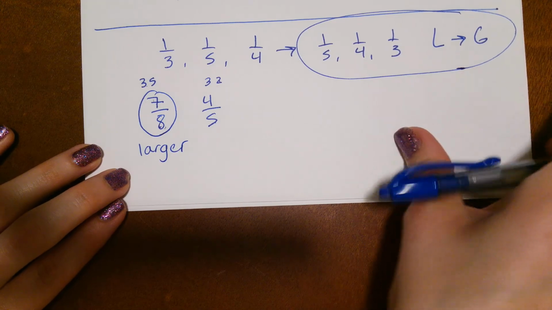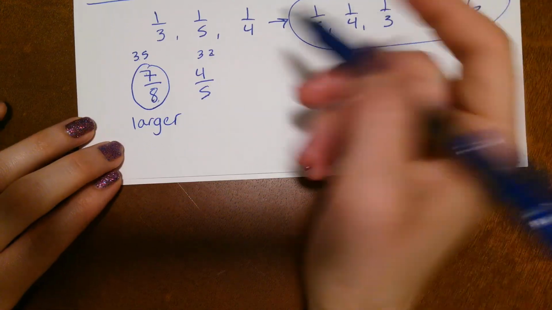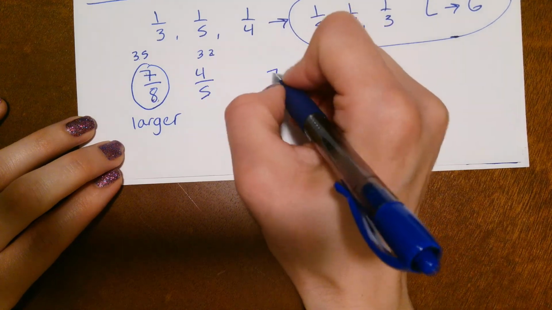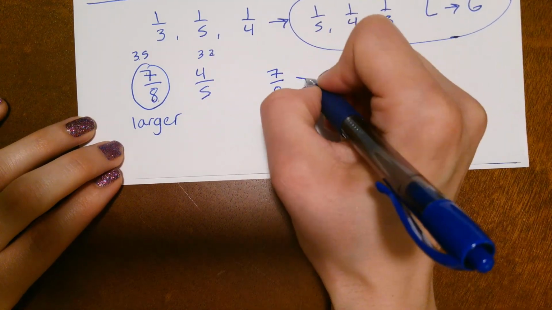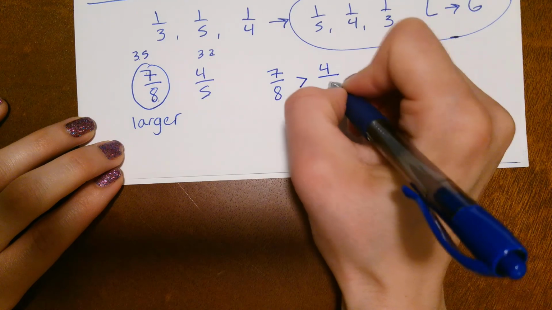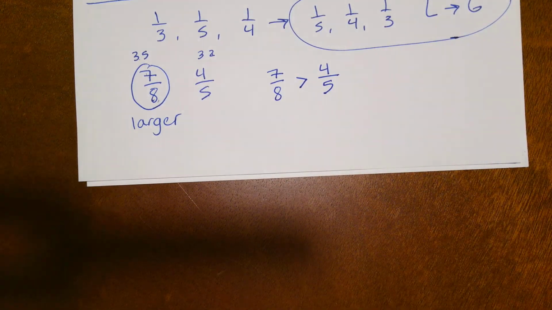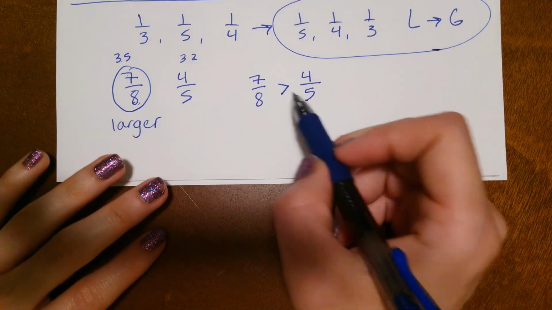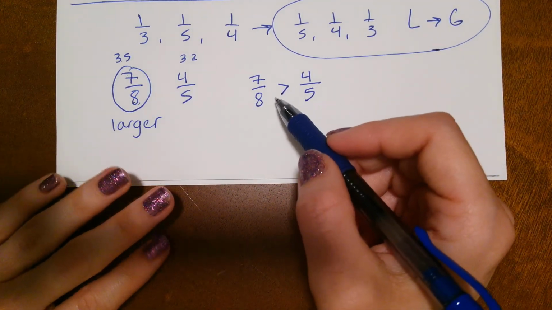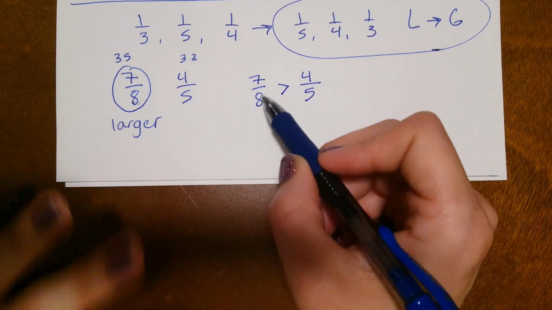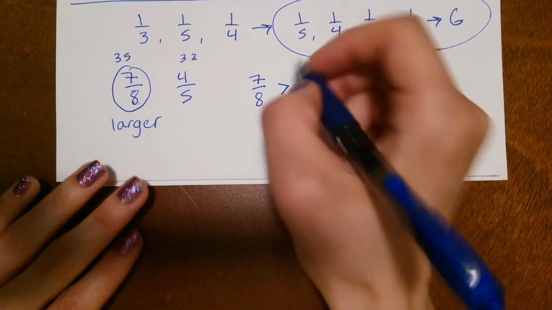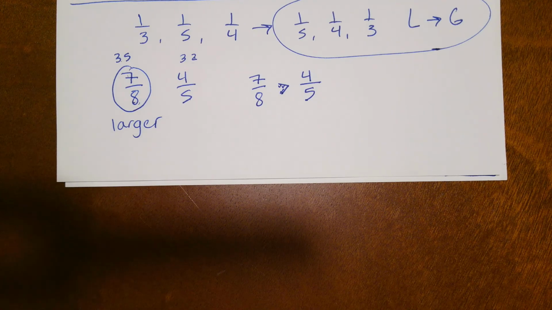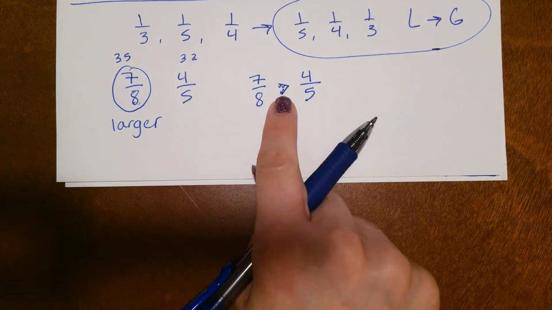And we can introduce our inequality symbols here. I know I got a lot of stuff written out here. 7/8 is greater than 4/5, right? You can use whatever wording you want to with this. The open mouth always eats the bigger number, or we could draw the little alligator teeth, or whatever you want to do. This is the greater symbol, right?